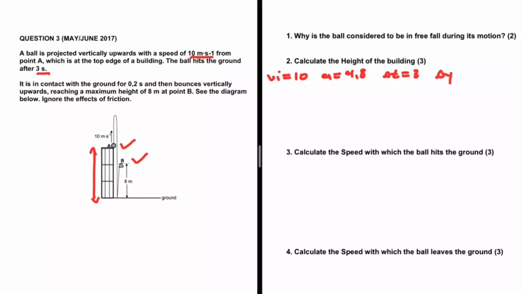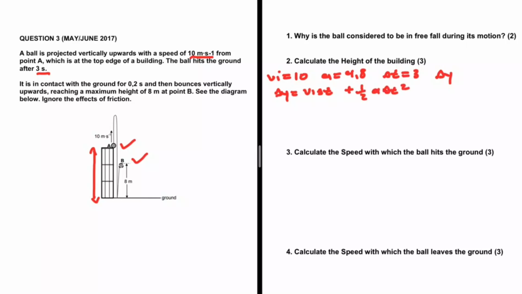The height of the building will be delta y because the displacement of the ball will give you the height of the building. We don't care about the fact that the ball goes up first. That will not affect our displacement. Our displacement will be the height of the building. That is the only thing we are interested in. Okay, so with these 4 variables, obviously, we can say that delta y is equal to vi delta t plus a half acceleration delta t squared.